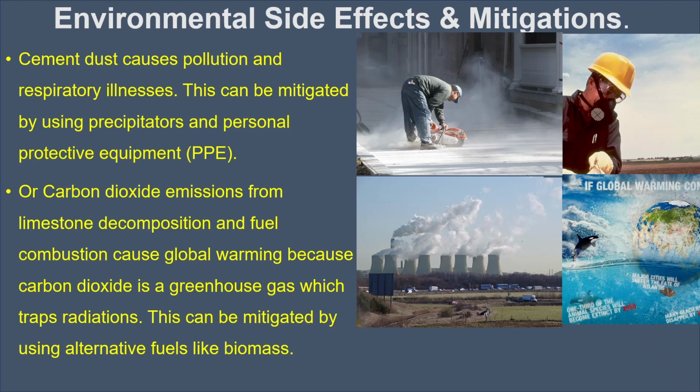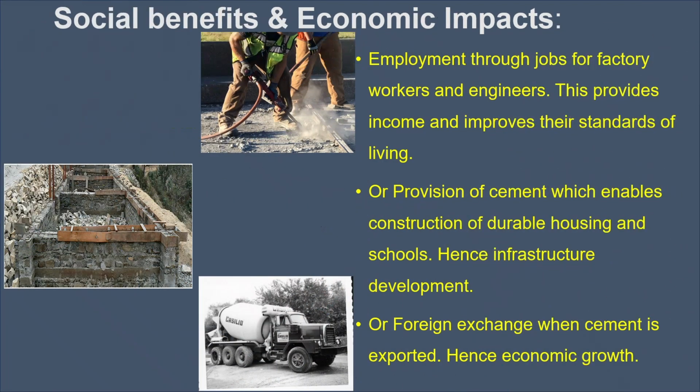The second can be carbon dioxide emissions from limestone decomposition and fuel combustion, which cause global warming. Global warming is like a blanket which forms and causes the warming of the Earth's surface, because carbon dioxide is a greenhouse gas which traps radiations. This can be mitigated by using alternative fuels like biomass. Where have you seen cement being used in your communities?